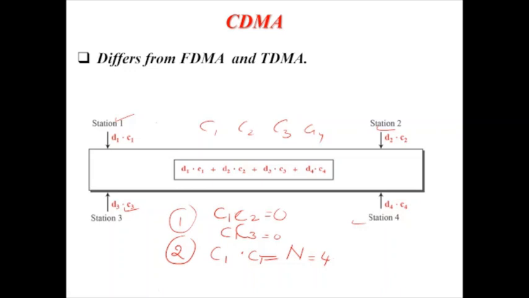So if these codes, or sometimes we also call them chip codes, satisfy these two conditions, then code division multiple access communication is possible. Especially in code division multiple access, we are not talking of dividing the link bandwidth, or sharing the link bandwidth in time. Here all the stations are allowed to use the complete bandwidth at all times, but they are separated with the help of chip codes. How exactly it works, we'll see.